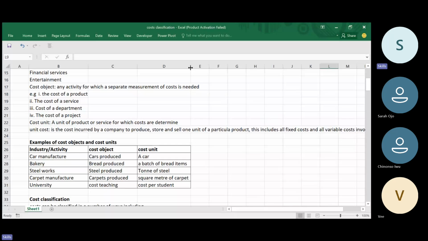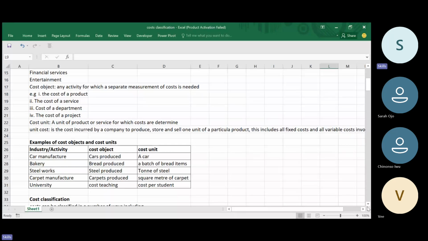Then the same thing with a university institution. The cost object is the cost of teaching. Then the cost per student is the cost unit.